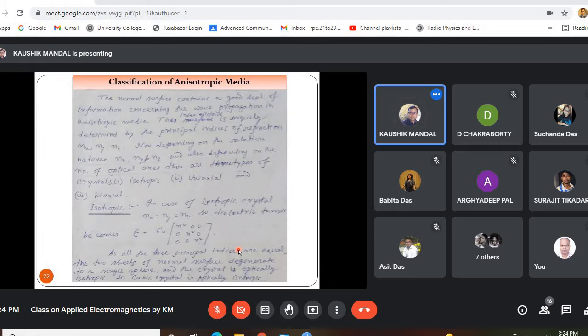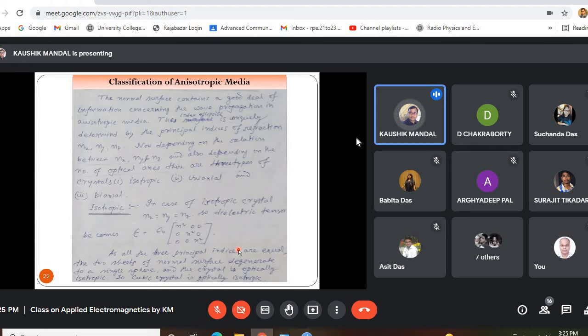Now what about the normal surface? Any idea? Coincide. Correct. In case of isotropic crystals, the two shells of the normal surface will coincide, or you can say they degenerate to a single sphere. There will be no ellipsoid. Both shells will be spheres, and they will be degenerated to a single sphere.